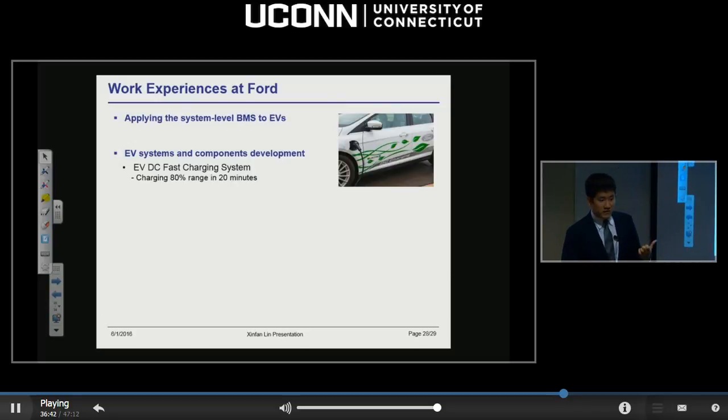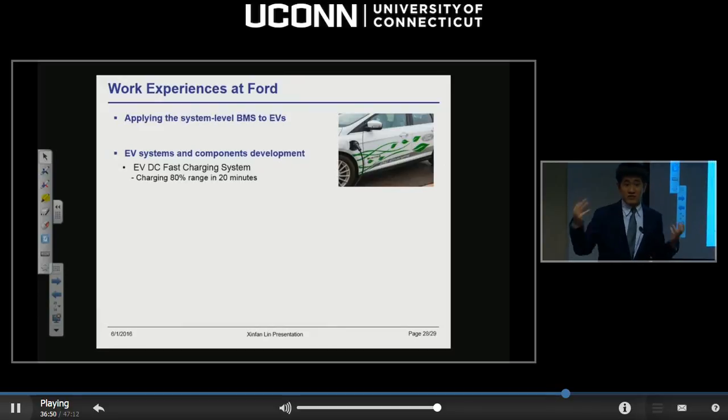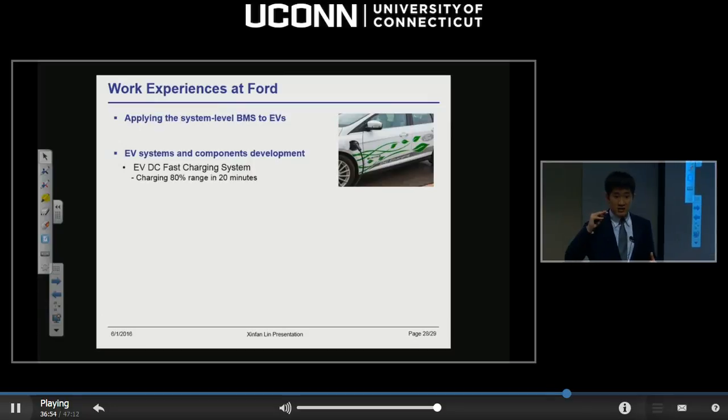One way, if we want to charge it as soon as possible, we want to use very high current. But if we're using very high current, it will drive up the temperature, and the battery will degrade faster under high temperature. And also, high current rate itself will also accelerate battery degradation. So there are a lot of trade-offs we need to consider during the process of this design. I'm also going to talk a little bit about this afternoon.